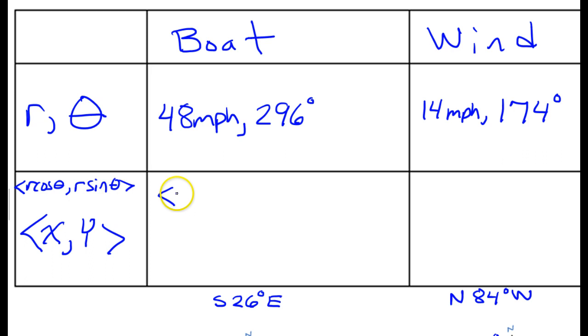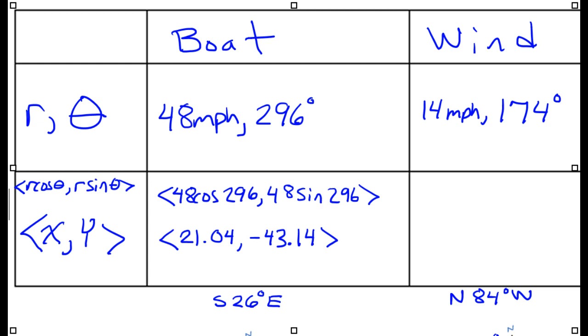So r cosine theta for the boat will be 48 cosine 296. R sine theta will be 48 sine 296. And you just put this in your calculator. I got 21.04 comma negative 43.14.